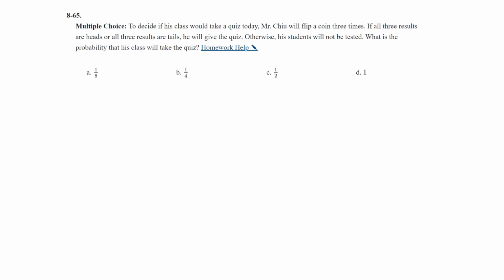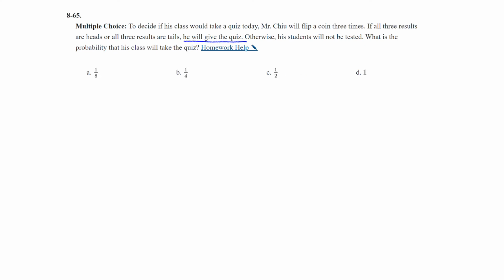Question 65. To decide if his class would take a quiz today, Mr. Chu will flip a coin 3 times. If all 3 results are heads or all 3 results are tails, he will give the quiz. Otherwise, his students will not be tested. What is the probability that his class will take the quiz? Alright, so if they're all 3 heads or all 3 tails, he will then give the quiz.